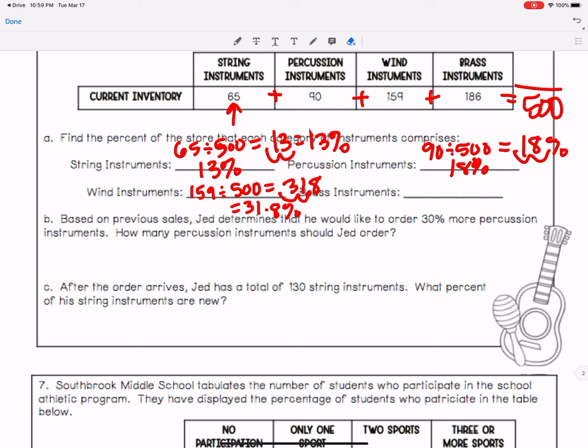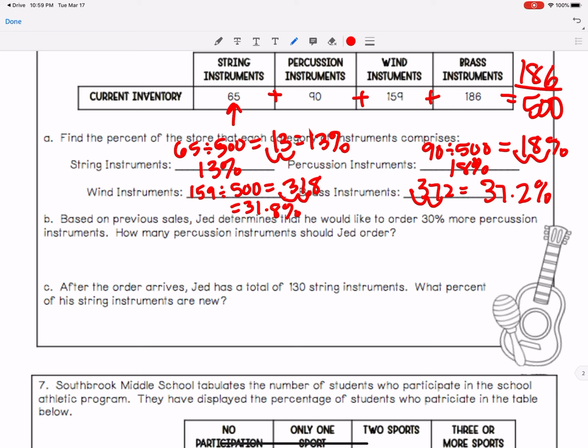And then the last one for brass instruments, it looks like there's 186. So my fraction would look like this, 186 out of 500. So I'm just going to do 186 divided by 500, and I just got 0.372. Well, 0.372 is the same thing as, let's move our decimal twice, 37.2% of our total instruments are brass.